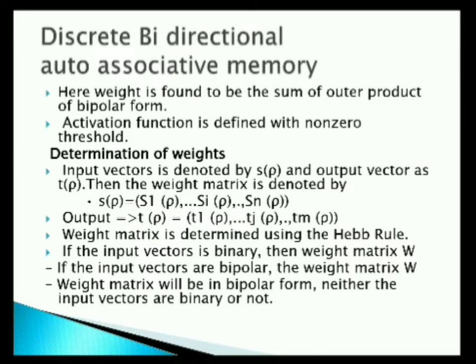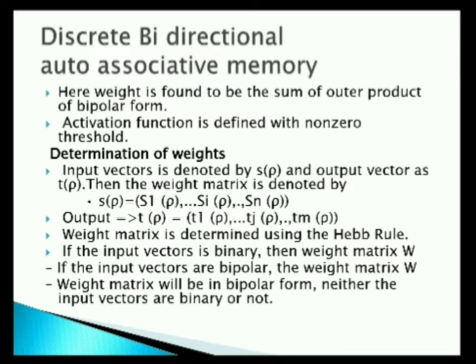Discrete bidirectional associative memory. Here, the weight is found to be the sum of outer products of the bipolar form, and the activation function is defined with a non-zero threshold. To determine the weight, the input vector is denoted by s(p) and the output vector is denoted by t(p). Then the input is s(p) = s1(p) up to sn(p), and the output is t(p) from t1(p) to tm(p).